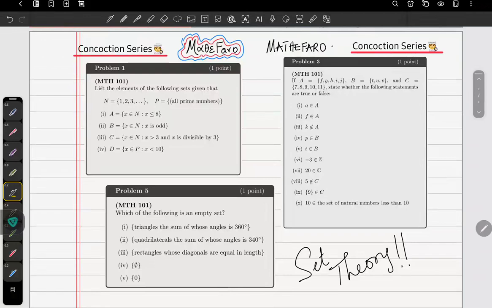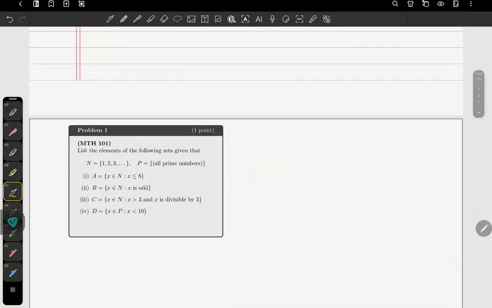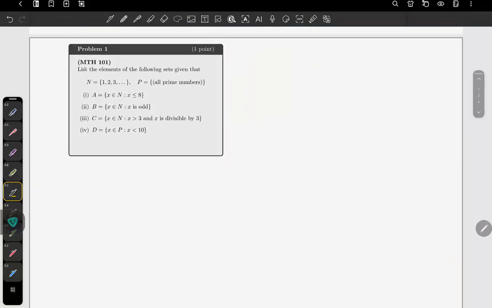In this video, I will be providing solutions to these basic set theory questions. Let's get started. The first question, problem one, says we should list the elements of the following sets: set A, set B, set C, and set D. This kind of description is what we call set builder notation.